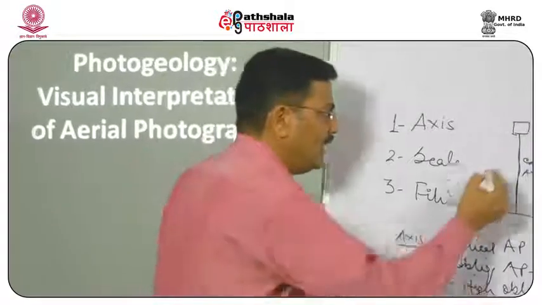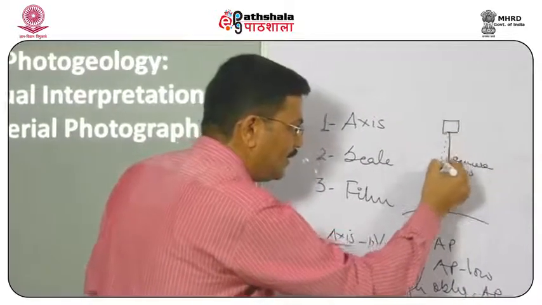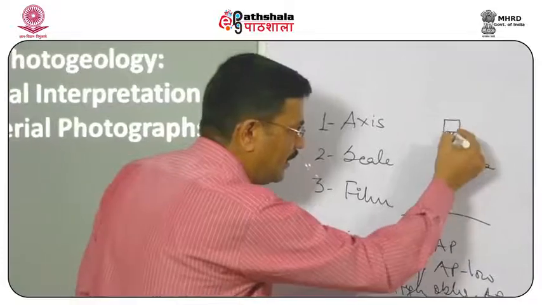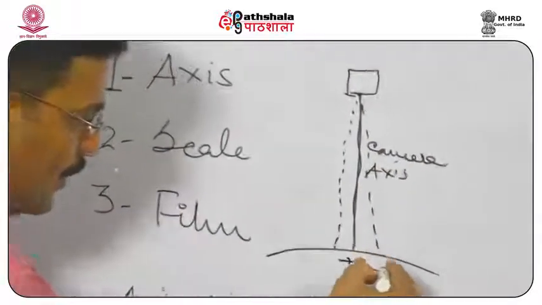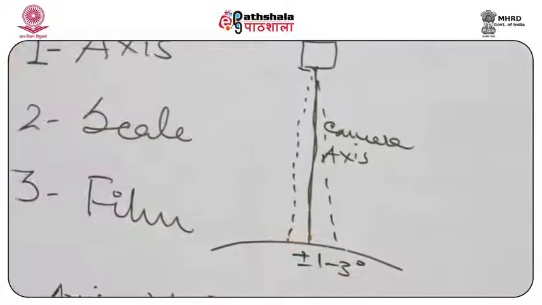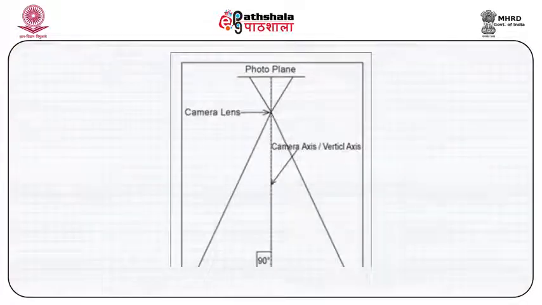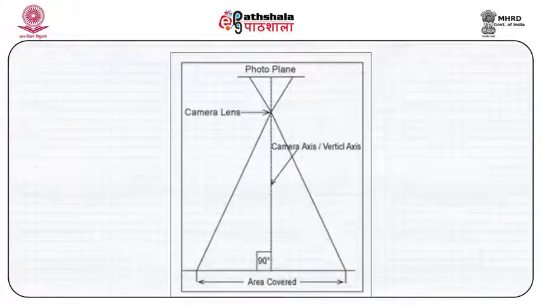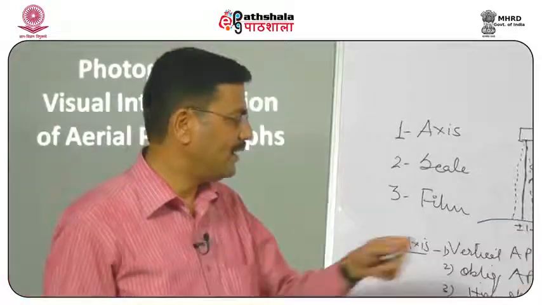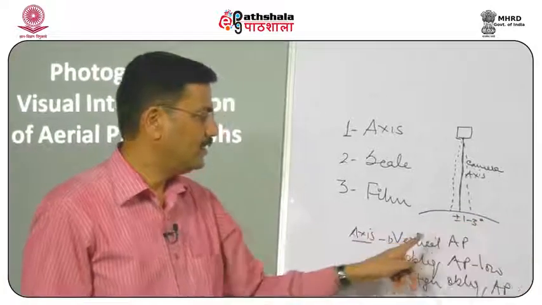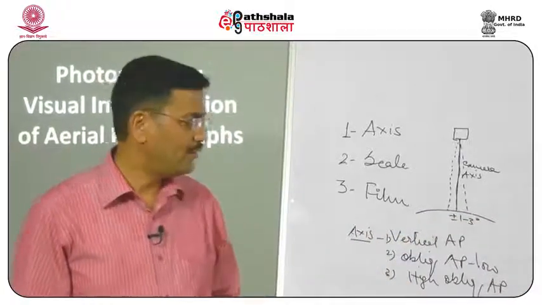So, therefore, if the camera axis tilt is, say for example, plus minus 1 to 3 degree, we can classify that aerial photograph into vertical aerial photograph. So, we cannot have a true vertical aerial photograph. If we have a camera axis tilted 1 to 3 degree, then we can classify it as a vertical aerial photograph.